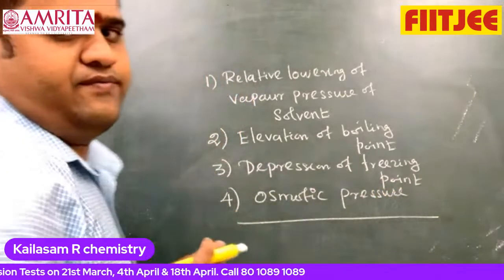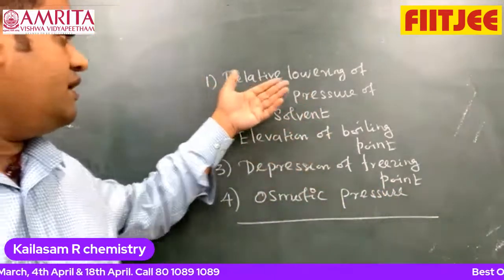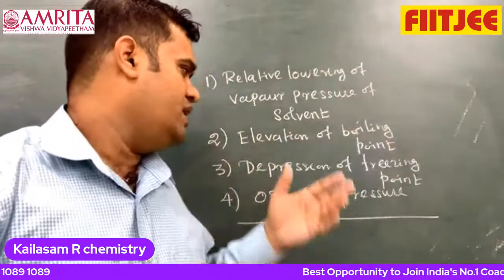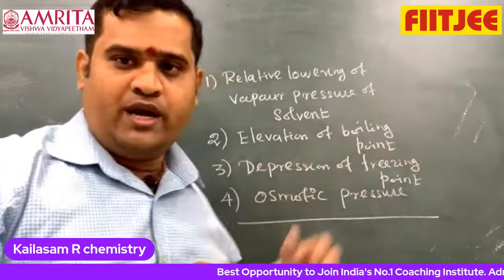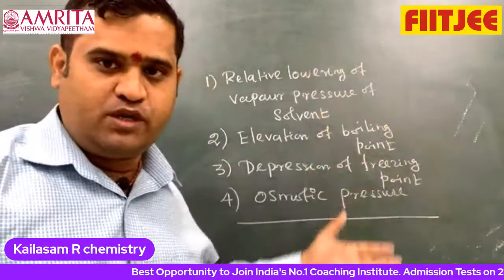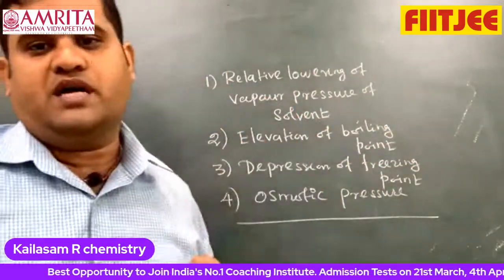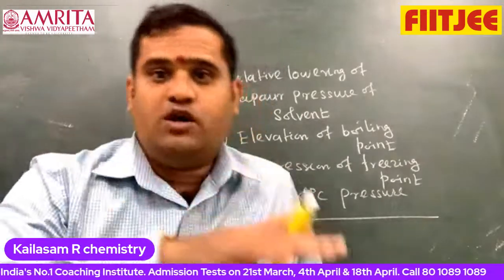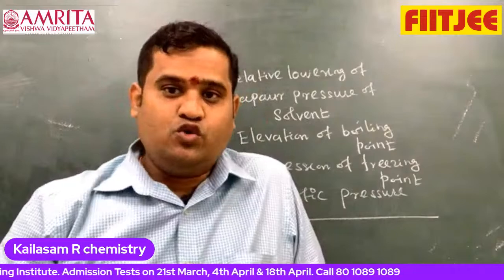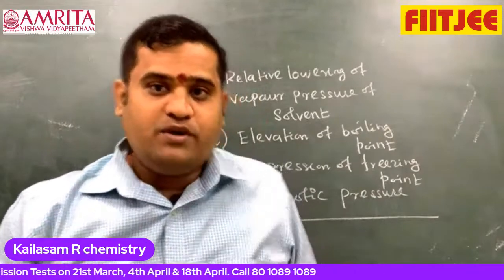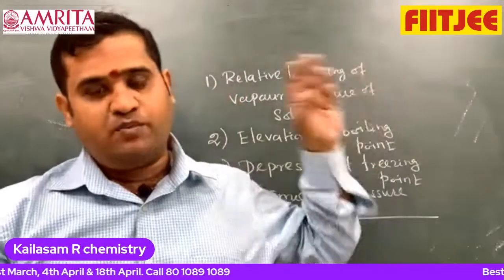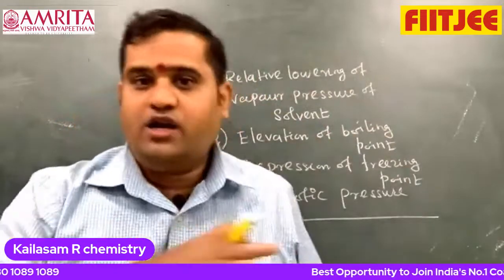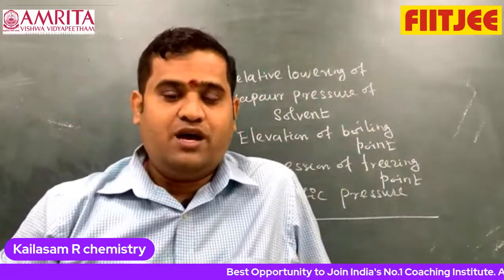This is what I mean. Look at this: relative lowering of vapor pressure of solvent, elevation of boiling point of solvent, depression of freezing point of solvent, and osmotic pressure of solution. These 4 properties are called colligative properties. Why? Because they are connected to the decrease in vapor pressure of the solution. Am I right? These properties depend on the number of particles present in the solution. They do not depend on the nature of the solute.